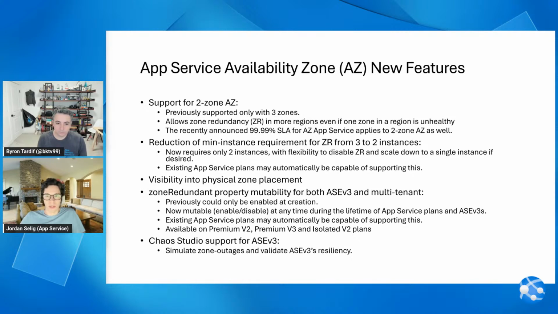So the first thing we want to announce is the support for 2-zone AZs. Previously, if you wanted to deploy your web app zone redundantly, you needed 3 zones. That means, if you selected the West US region, and one of the zones in that region was unhealthy for one reason or another, we would block deployments to that region and you would not be allowed to deploy zone redundantly. So with this 2-zone AZ support, we are now creating 2-zone scale units or stamps, which is where your infrastructure is deployed.